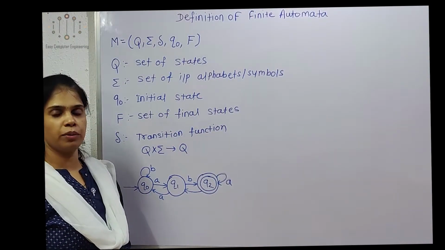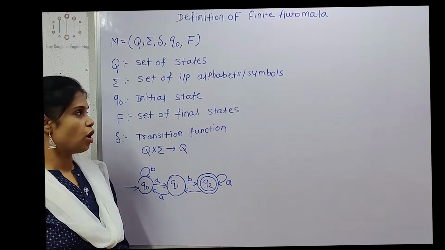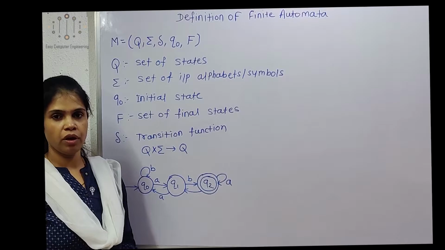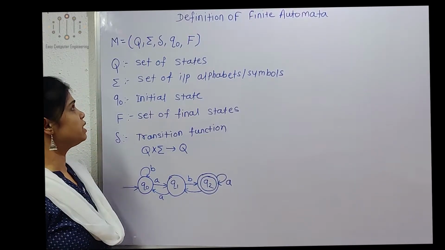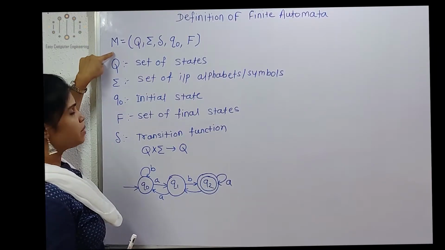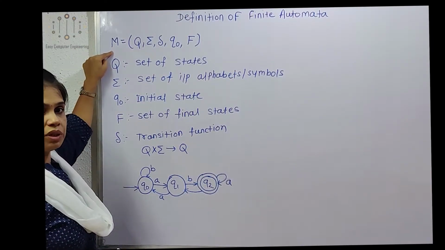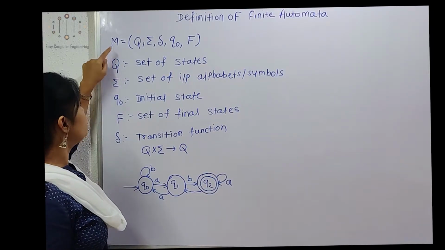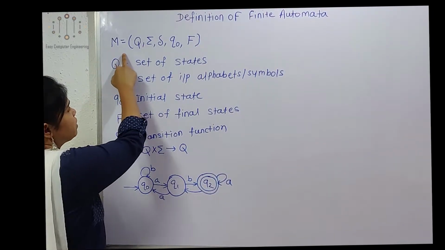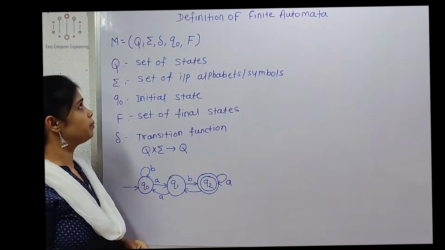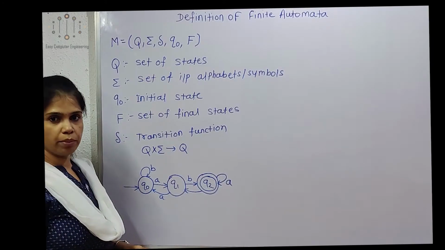Definition of finite automata. In the previous video we saw the basic definition of theory of computation or finite automata. Now here we'll see the definition of finite automata. In the definition, this is a machine. Finite automata is a machine which has 5 tuples. We represent this machine with M. So M is equal to Q, sigma, delta, Q0 and F, the final states. These are the 5 tuples.